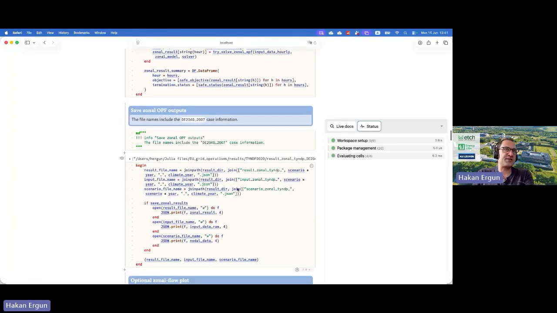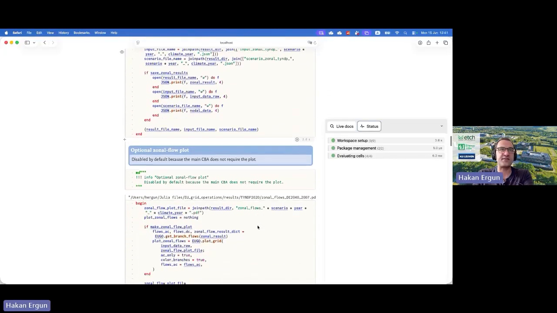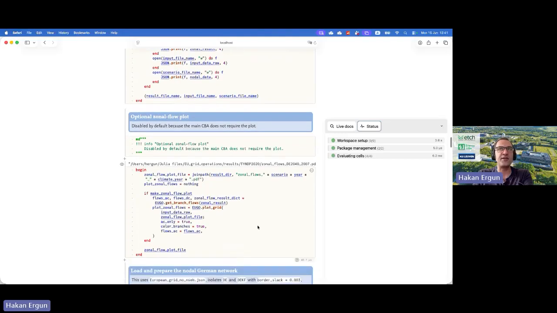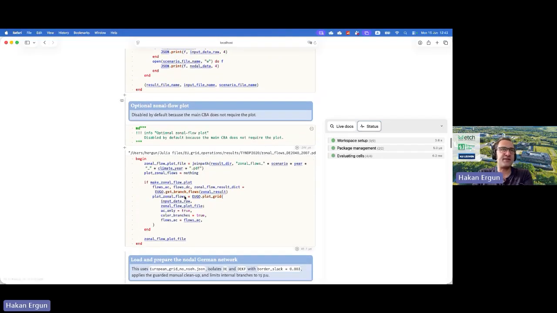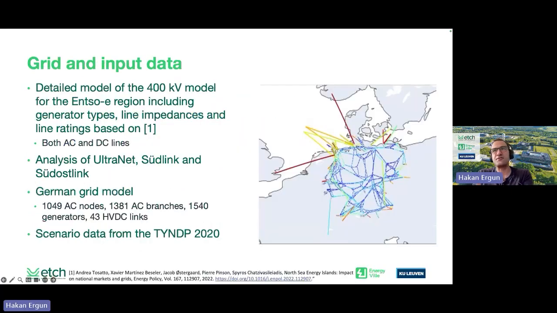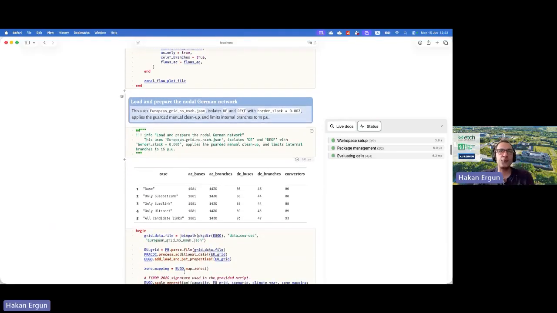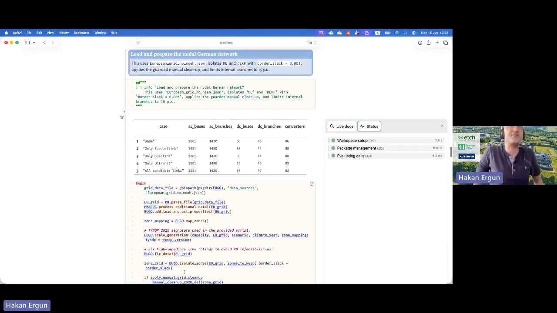Here are also some snippets of code that you can use yourself to save your results, but I have not activated it by default. And in the same way, there are also some functionalities where you can plot the results of your power flow calculations and optimal power flow calculations, which will then produce pictures like this. So as the time is progressing, I'm going to quickly go towards the results of it.